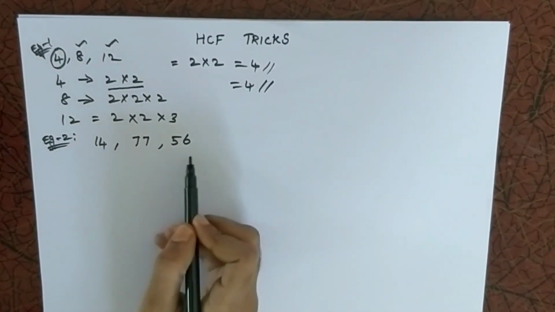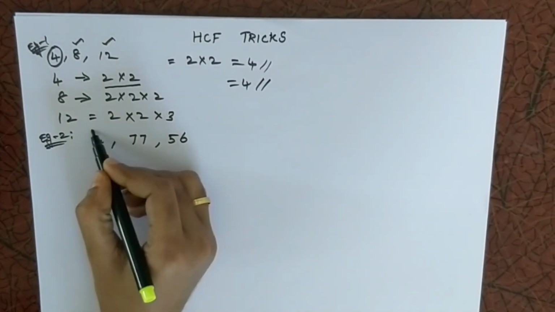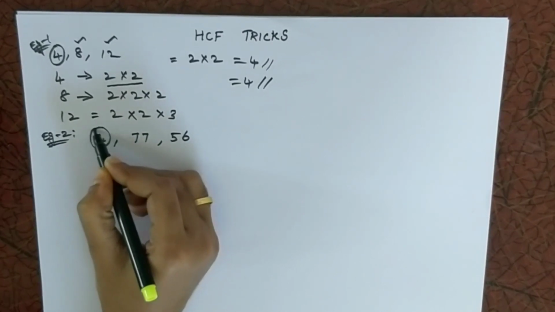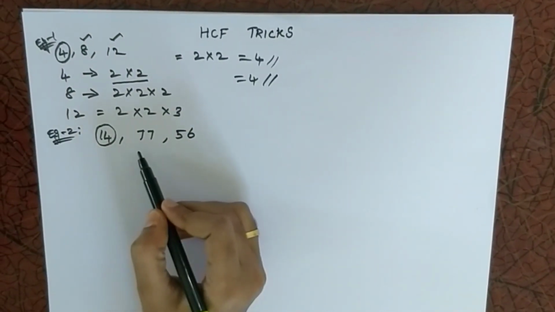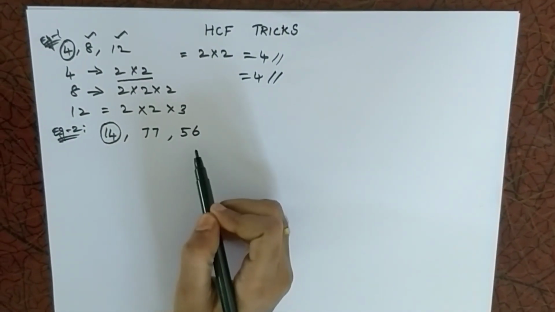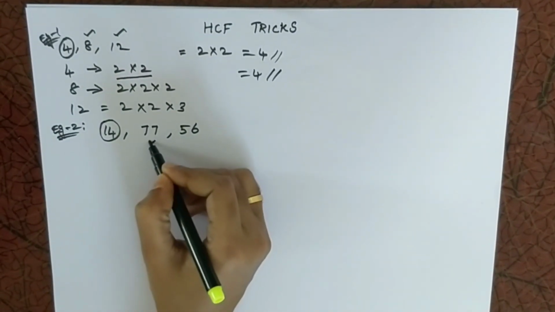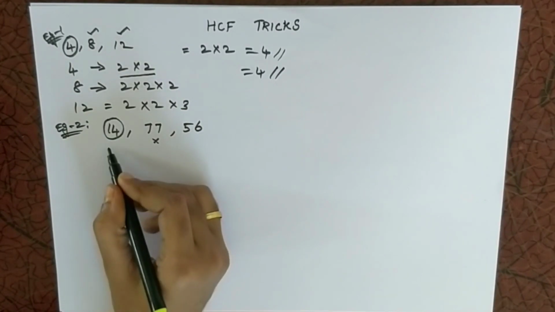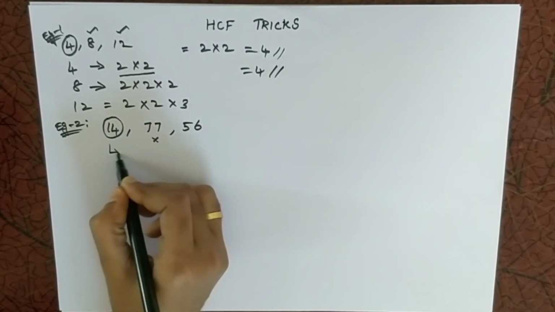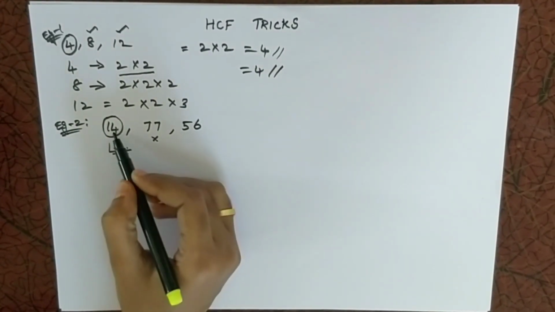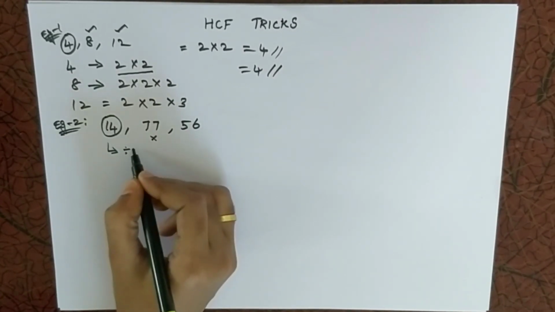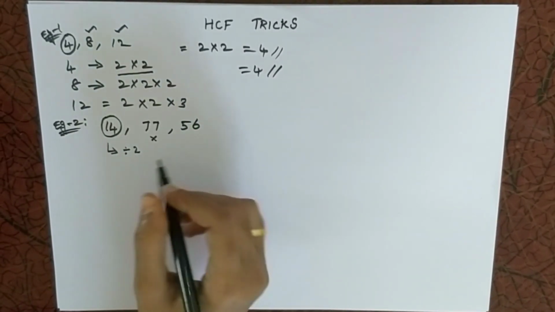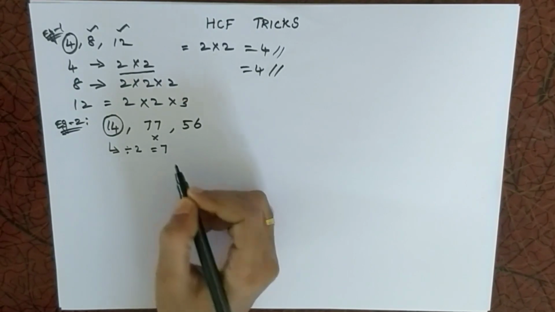Now let's see this example. The smallest number here is 14. If you check whether 14 is divisible by all other numbers, it is not divisible by 77. So we have to divide it by 2. So we have to consider this as 1. Now we are going to 2. So we will get 7 as the answer.